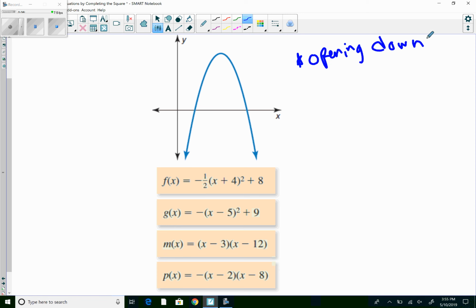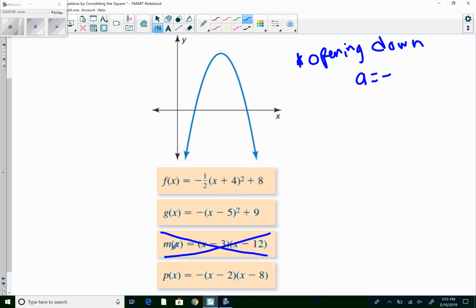Okay, which means that our a value needs to be negative. Well, if I look at f of x equals negative 1/2 (x plus 4) squared plus 8, so if I'm looking strictly at the a value, f of x is still game. Same thing with g of x. You've got a negative a value, but m of x, that one is all of a sudden out because it's not negative.